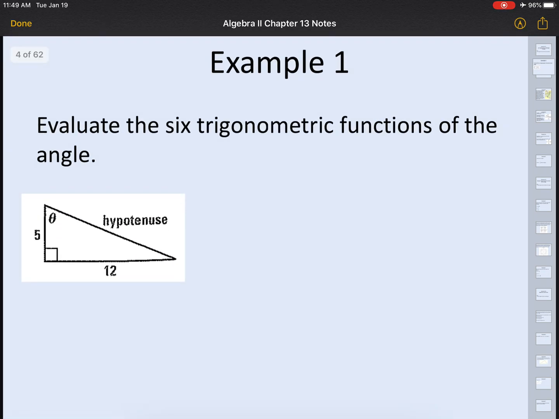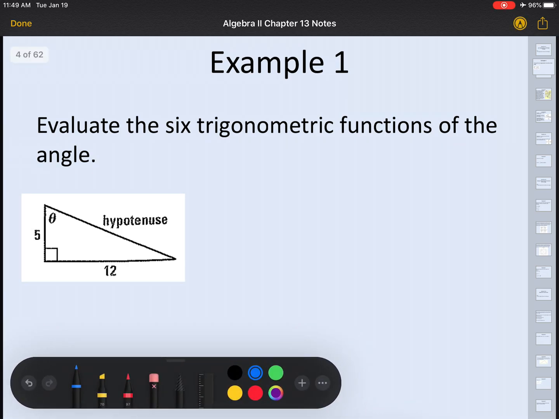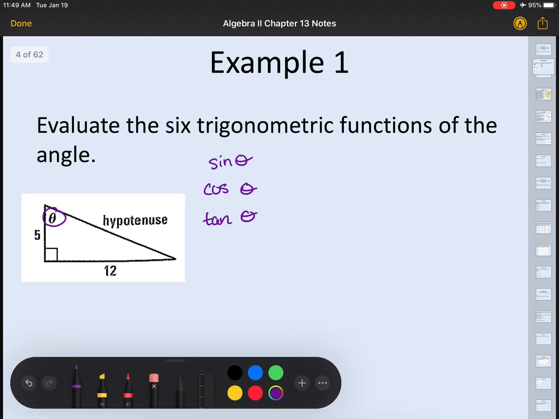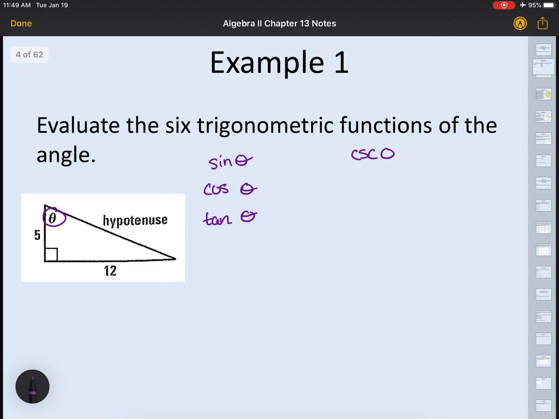So for example, when we have this right triangle here, we're going to first evaluate all six trigonometric functions referencing our angle theta. First we need sine of theta, cosine of theta, and tangent of theta. And then we're going to use our cosecant of theta, our secant of theta, and our cotangent of theta. It always helps to keep them together with their respective trig function.